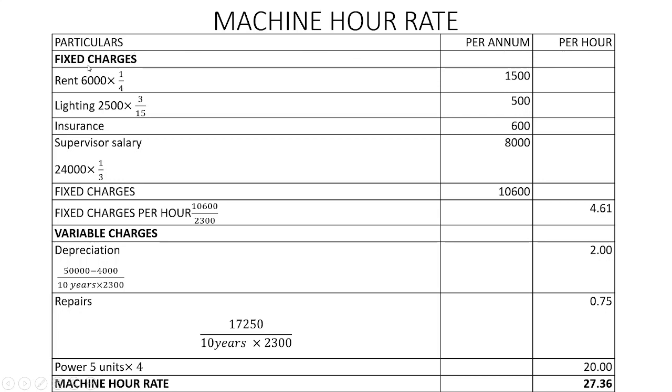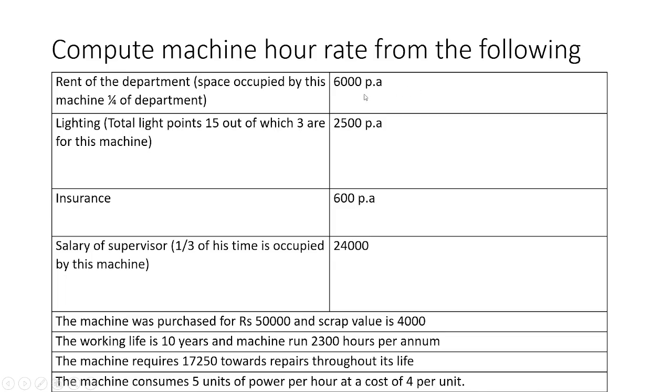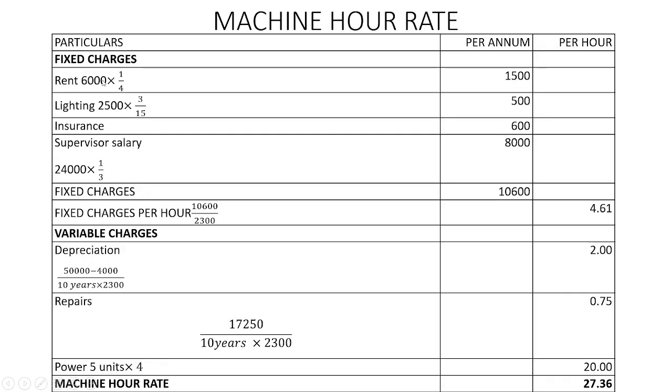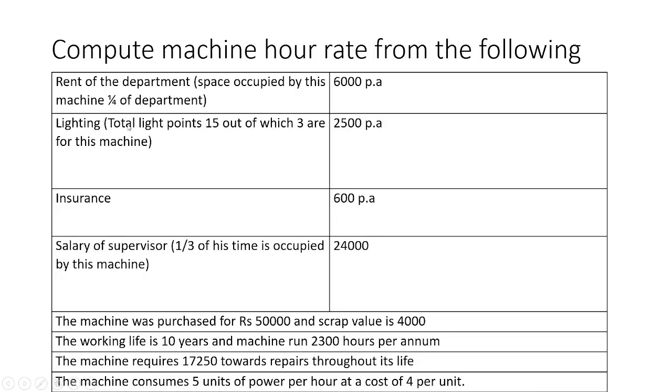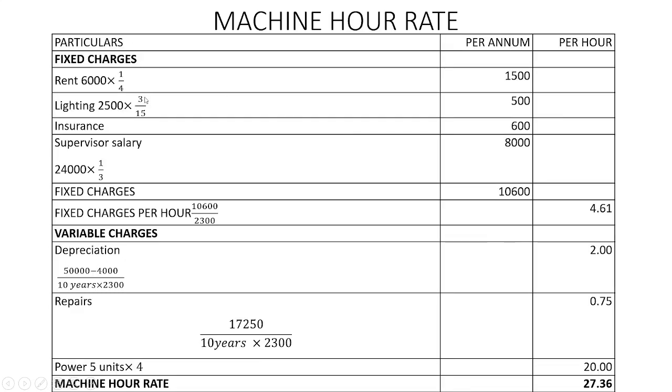Now, we start with the fixed or standing charges. The first item is rent. Rent is 6,000 per annum. The space occupied by this machine is 1/4 of the department. So, 6,000 into 1/4 for this machine, it is 1,500. Next we have lighting. Lighting is 2,500. Again information is there that the total light points are 15, out of which 3 are for this machine. So 2,500 into 3 divided by 15, that is 500.